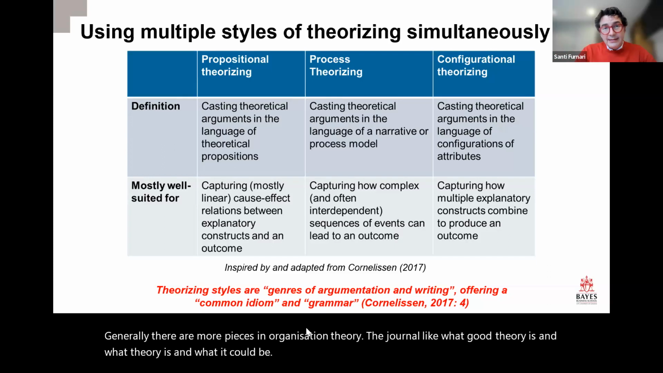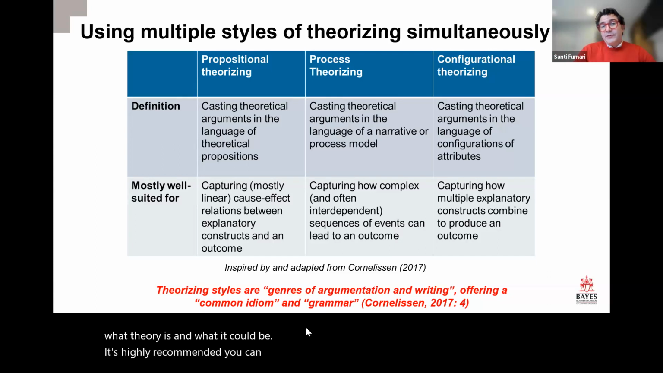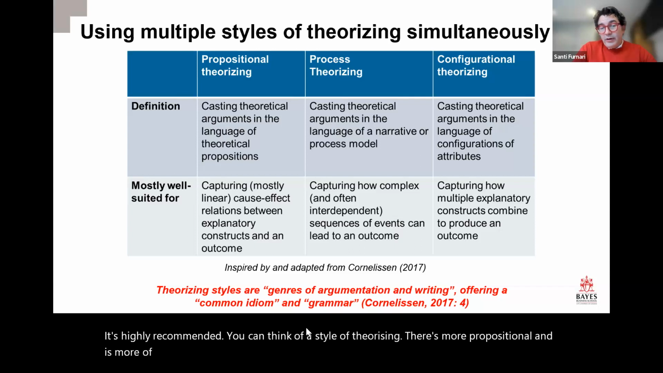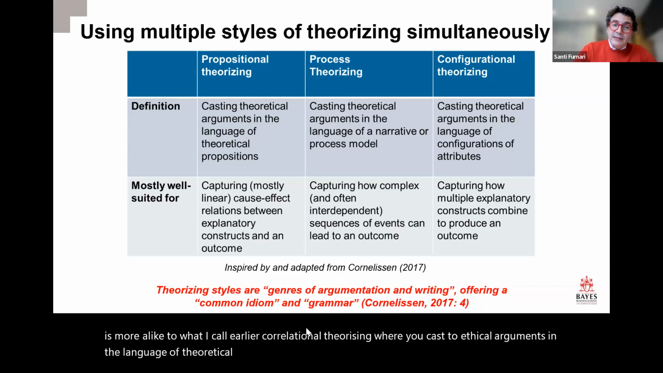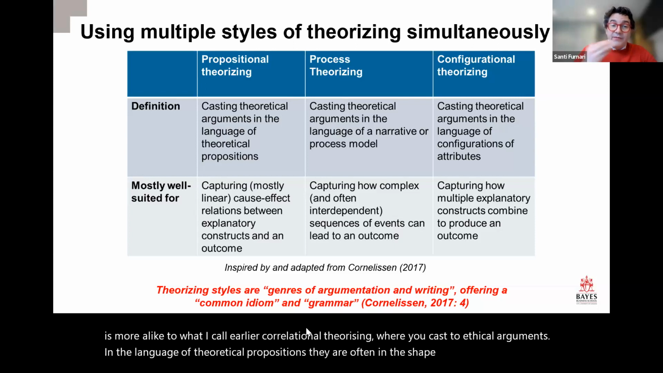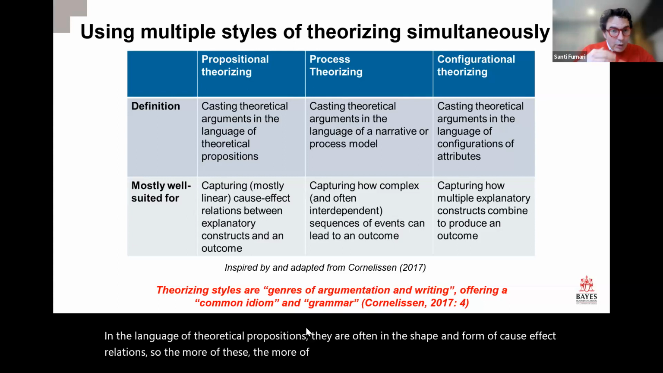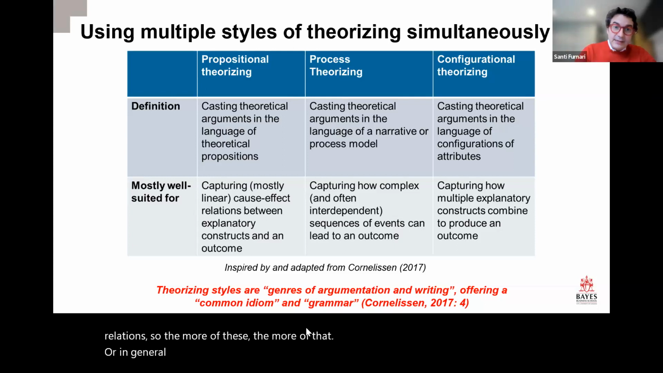It's highly recommended. You can think of a style of theorizing that is more propositional and is more alike to what I called earlier correlational theorizing, where you cast theoretical arguments in the language of theoretical propositions. They are often in the shape and form of cause-effect relations. So the more of this, the more of that, or in general, something causes something else.